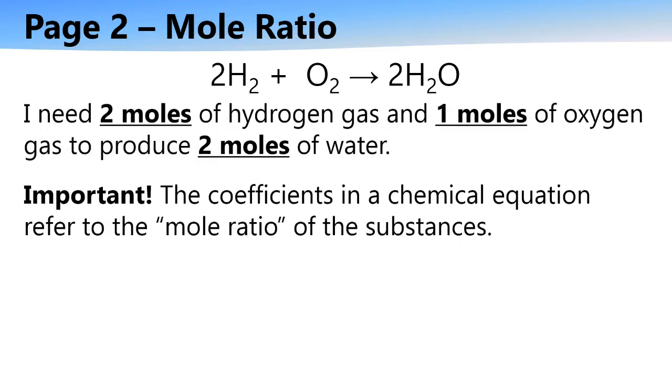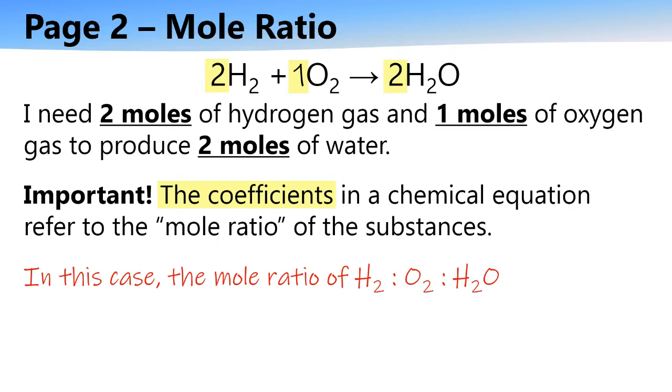Alright, important. The coefficients in a chemical equation refer to the mole ratio of the substances. Okay, coefficients being the number in front for each chemical substance. So in this case, the coefficient for hydrogen is 2. How about oxygen? Okay, oxygen doesn't seem to have a coefficient, but you learn that it is actually 1. So you can write that down. So the coefficient for oxygen is 1. And of course, the coefficient for water here, H2O, the number in front is 2.